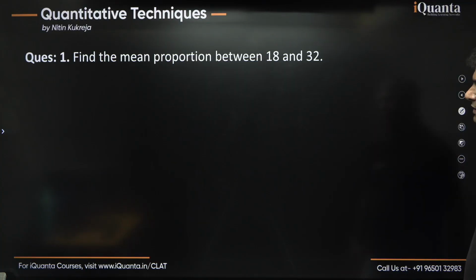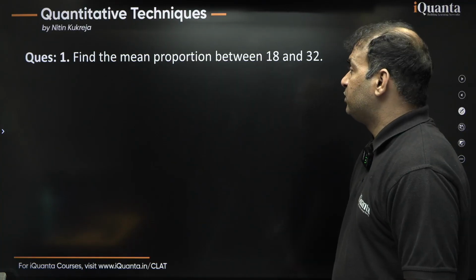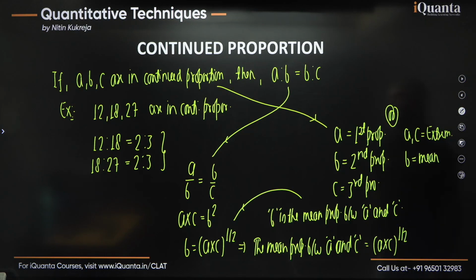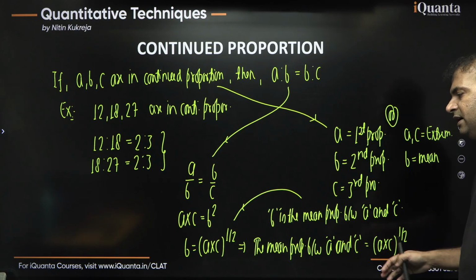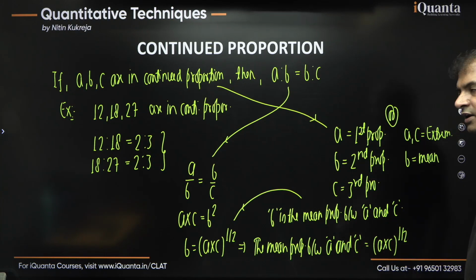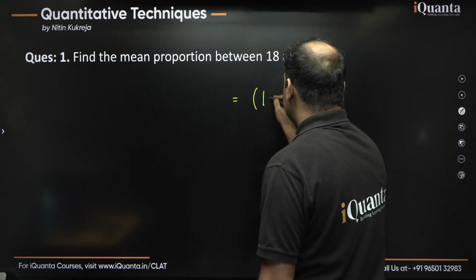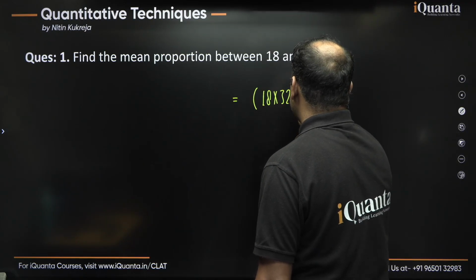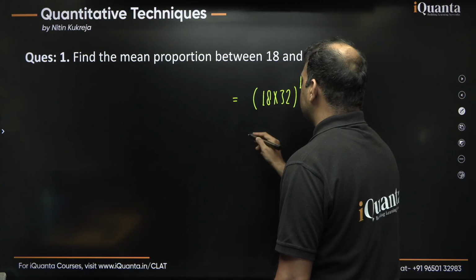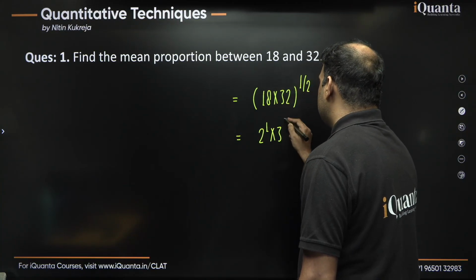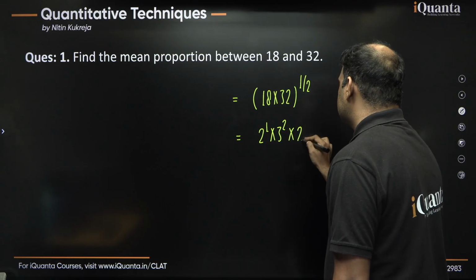Very important, guys. The first question says to find the mean proportion between 18 and 32. I just told you how we find the mean proportion between any two numbers, right? It's nothing but the power half of their product. So here we will do the same thing, multiplying 18 and 32, and then finding the power half of this product. So guys, 18 is basically 2 into 3 squared, number one. 32 is 2 raised to the power 5.